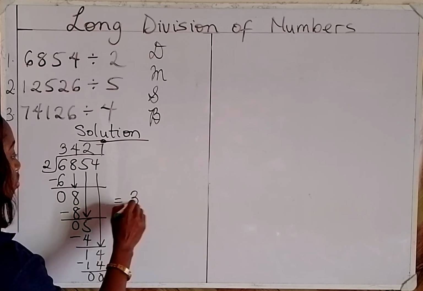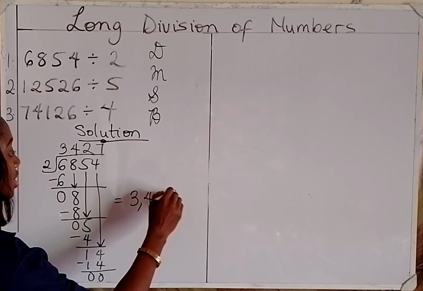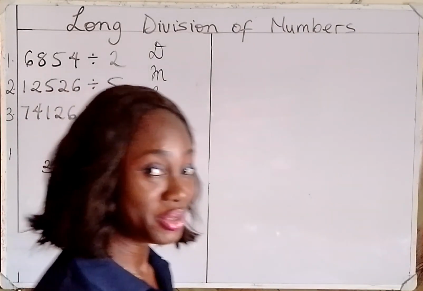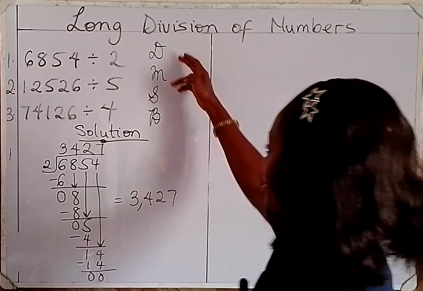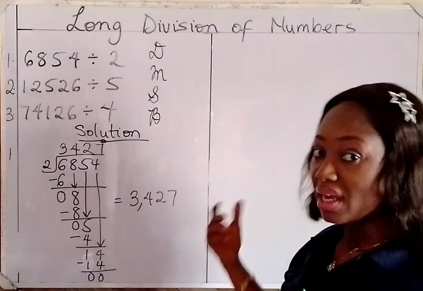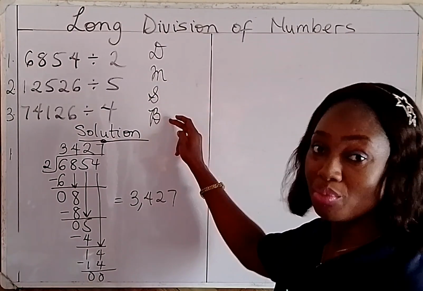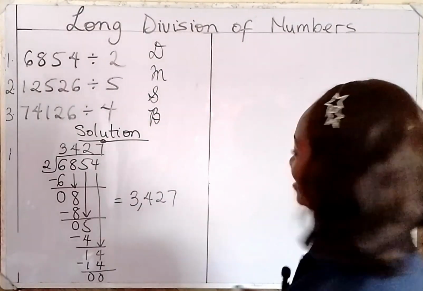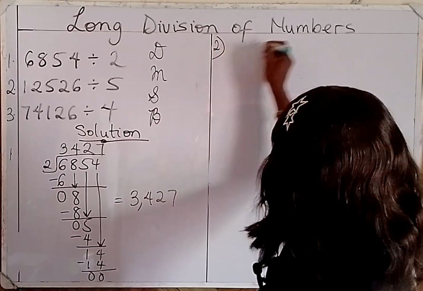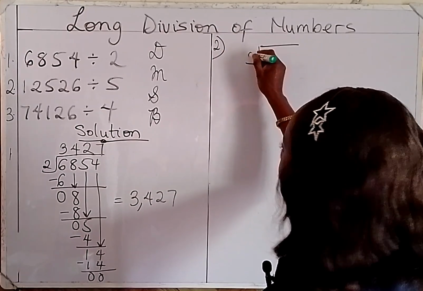And this gives us 3,427. Simple, using the acronym DMSB. To make it easy for you to remember, you can say daddy, mommy, sister, brother. Right?